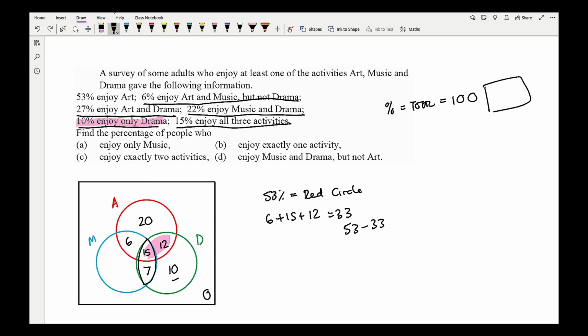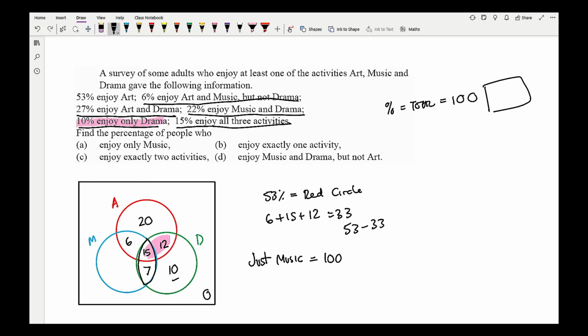So to work out how much is going to be in just music, all I need to do is take away every single number that I can see in my diagram from 100. I don't know why I've written an equal sign. I don't know why I've not used the rubber. Let's just get rid of that.